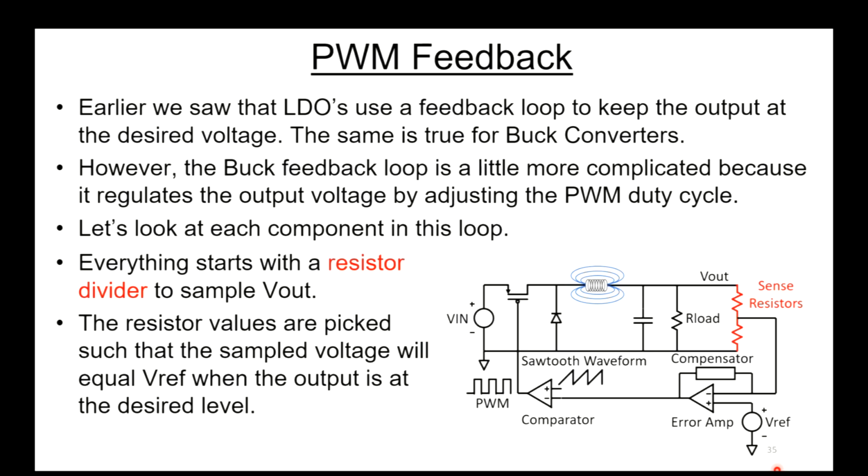So everything starts with this resistor divider over here. Very similar to the resistor divider we saw in the LDO case. So the resistors are picked such that the sample voltage right in the middle will equal Vref when the output is at the desired output voltage.